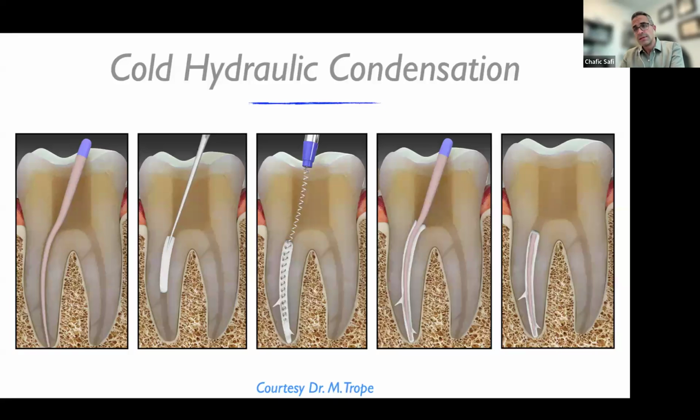In order to employ the sealer clinically, after finishing your instrumentation protocol, you select your gutta-percha cone and you adapt it, as we see in this first picture here on the left-hand side.